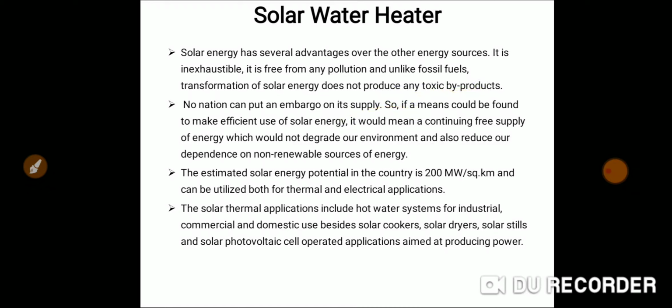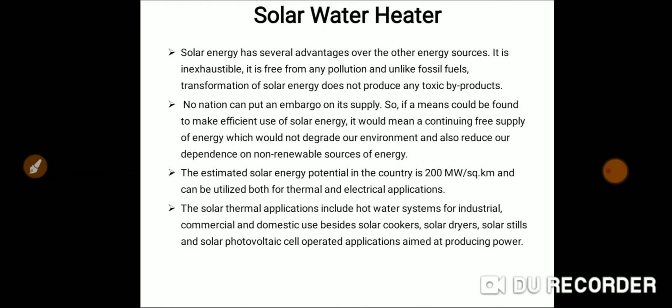It is used for generation of electricity, cooking of food, and heating of water, and it will not degrade our environment and reduces our dependency on non-renewable sources of energy. It is estimated that in 1 square kilometer area, 200 megawatt solar energy is the potential of our country, which can be utilized by both thermal and electrical applications.